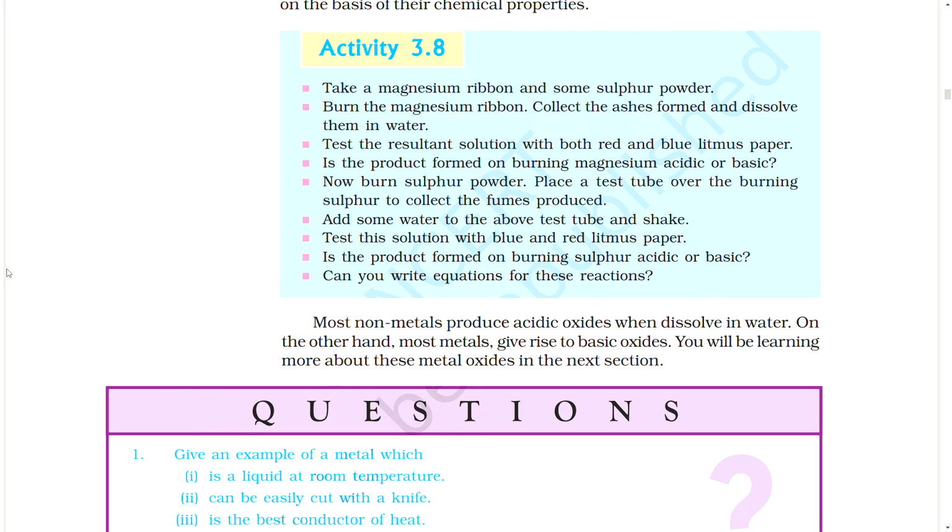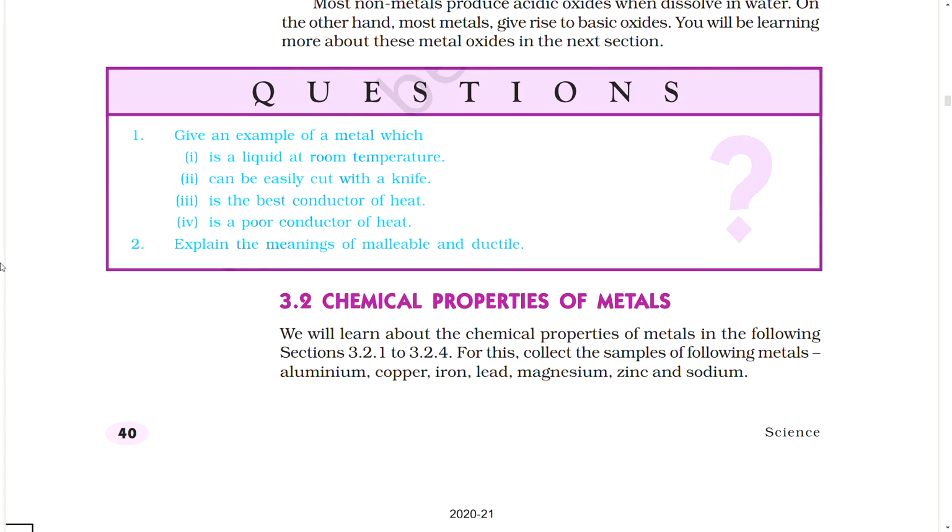Comment this. Most non-metals produce acidic oxides when dissolved in water. On the other hand, most metals give rise to basic oxides. You will be learning more about these metal oxides in the next section. Questions. Do this and comment this.